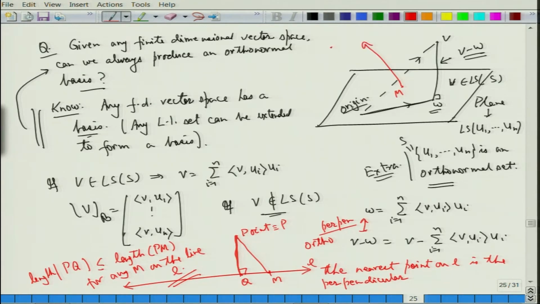I will get something which will be the summation over i equal to 1 to n of alpha_i u_i. Then this point will not be nearest to v, but this is the point which is nearest. So this is what you have to be careful about.